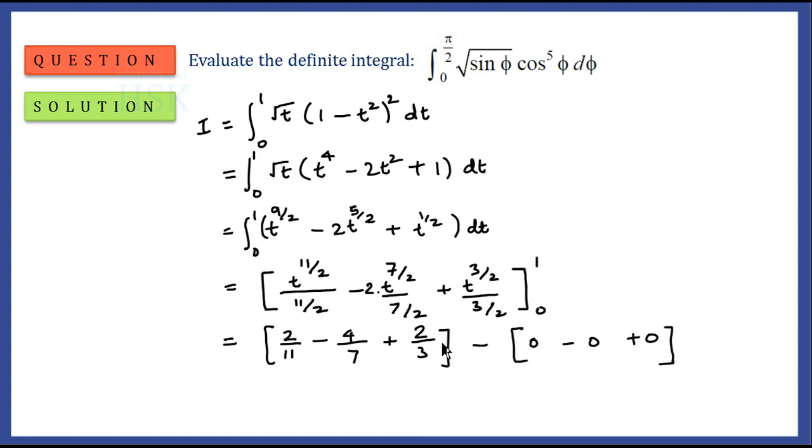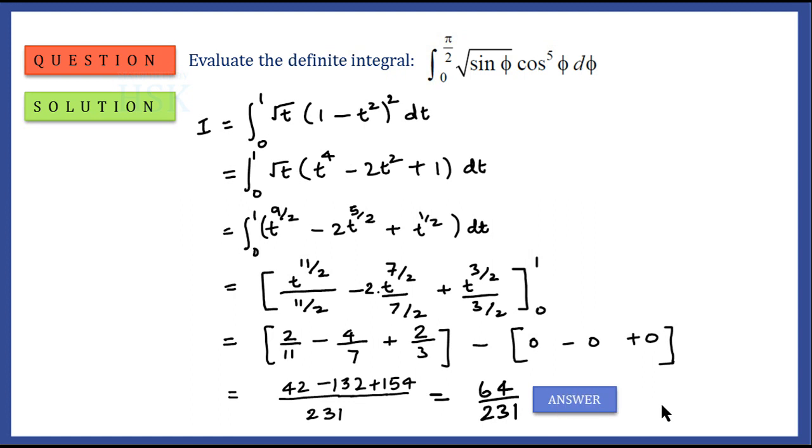So this is how I have solved for the upper limit and the lower limit to obtain this expression, and this can be simplified because the LCM of 11, 7 and 3 would be equal to 231, because all three are prime numbers. Multiplying them, I get 231, and this gives me 42 minus 132 plus 154, which is equal to 64 upon 231, which is the required answer. So in this manner I solve this question.